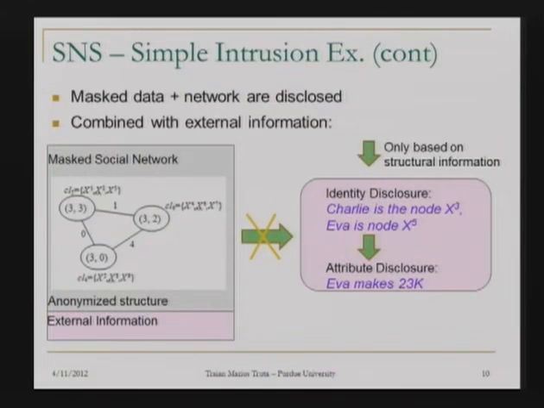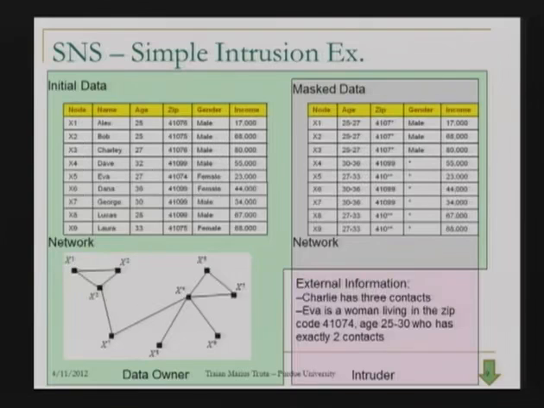So whenever the masked data and the network are disclosed, you will be able to find, as I already mentioned, that Charlie is the node X3, and for Eva, we will be able to find that she is the node X5. And that lets us know the values for Eva as well as for Charlie in terms of what their income is. Now, a solution to this is to provide a modified version of the network, and we call this a masked social network.